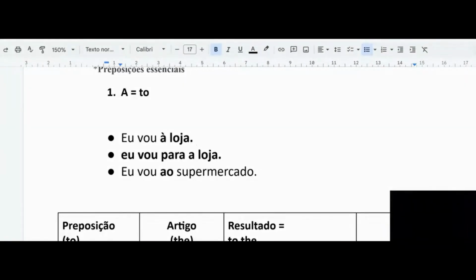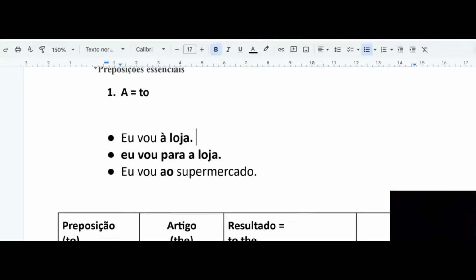But I want to teach you something. Sometimes you can substitute the para and the a, but I prefer us to adapt how they say theirs. If they are all saying eu vou ao supermercado, we should all say eu vou ao supermercado, although the a and the para mean the same. Someone said, oh, can I say eu vou para o supermercado? If you say it, it is correct, but they'll tell you it makes sense, but the correct way of saying it is how that's how their system works.